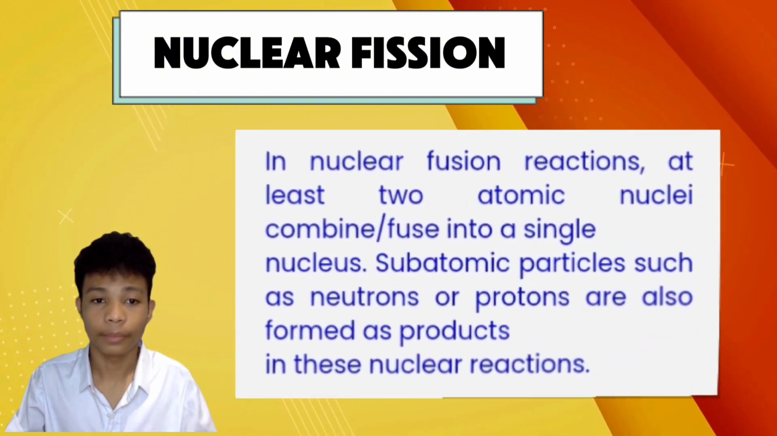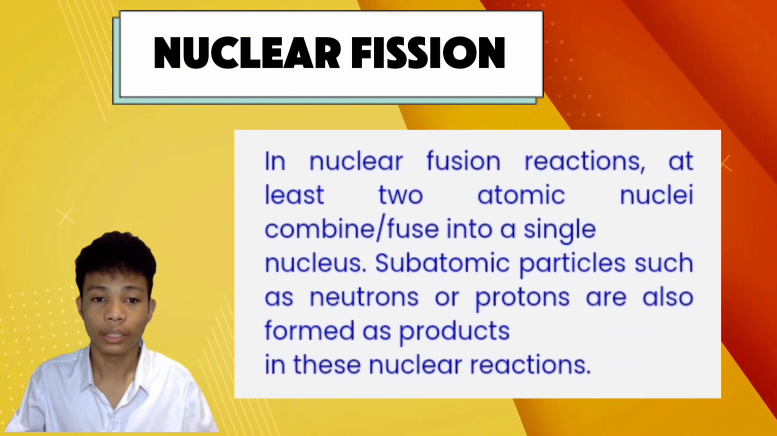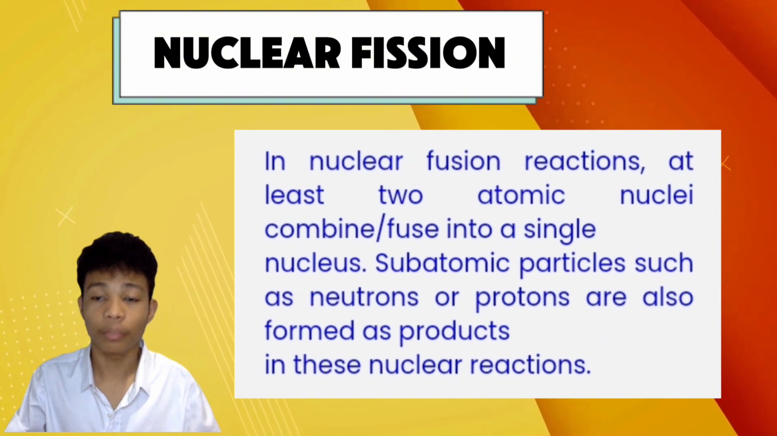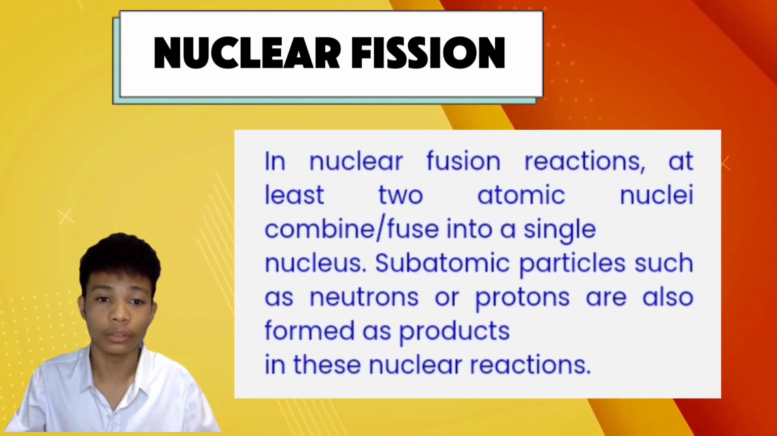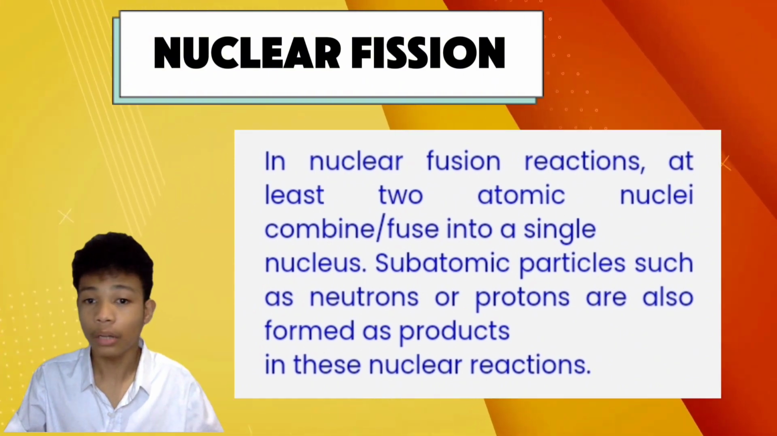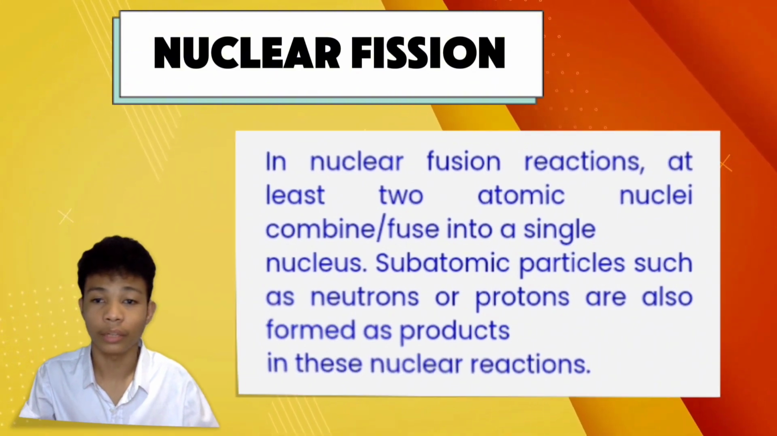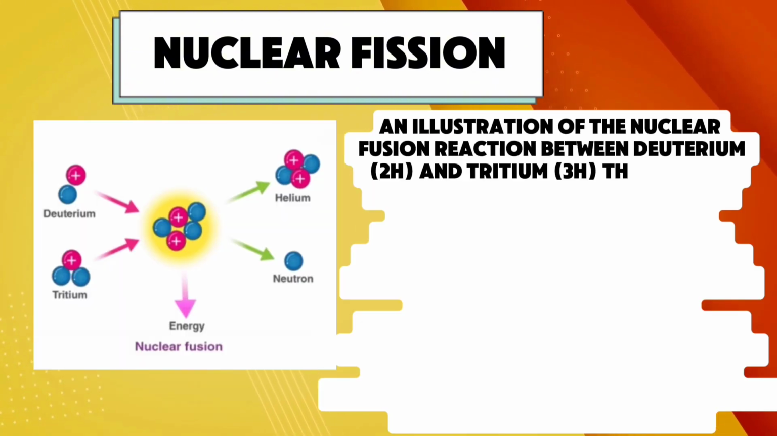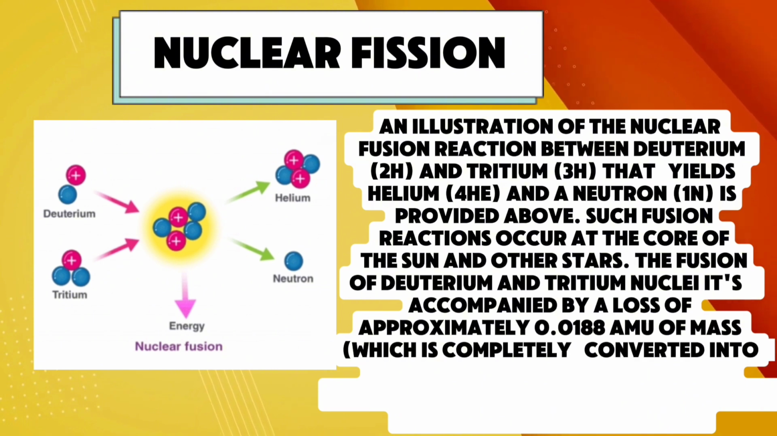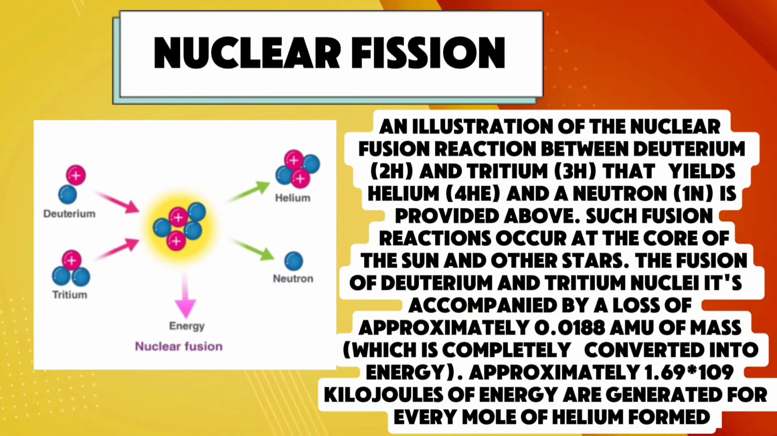Nuclear fusion. In nuclear fusion reactions, at least two atomic nuclei combine or fuse into a single nucleus. Subatomic particles such as neutrons or protons are also formed as products in these nuclear reactions. An illustration of the nuclear fusion reaction between deuterium and tritium that yields helium and a neutron is provided above.